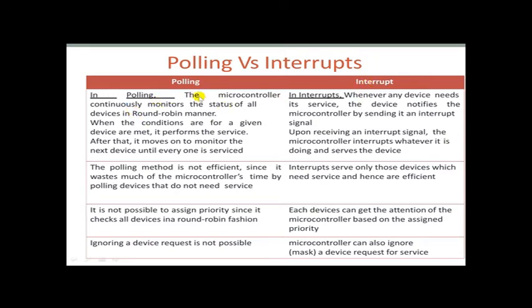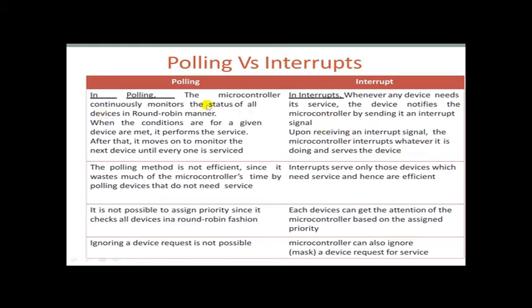In polling, the microcontroller continuously monitors the status of all the devices in round-robin manner. When the conditions for a given device are met, it performs the service. After that, it moves on to monitor the next device until everyone is serviced. But in interrupt, the microcontroller is interrupted whenever any device needs its service. The device notifies the microcontroller by sending an interrupt signal. Upon receiving an interrupt signal, the microcontroller interrupts whatever it is doing and serves the device.